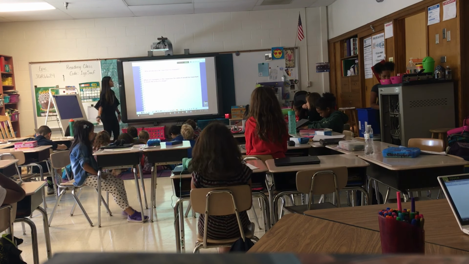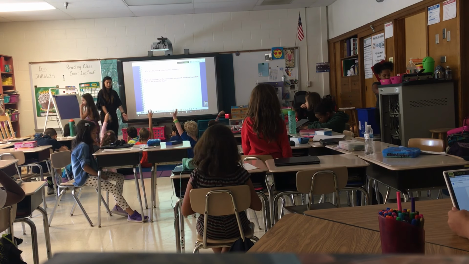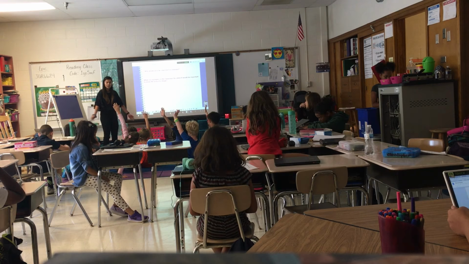There you go. So why would area be important to measure? What do you think other people could use it for? Think, pair, share.